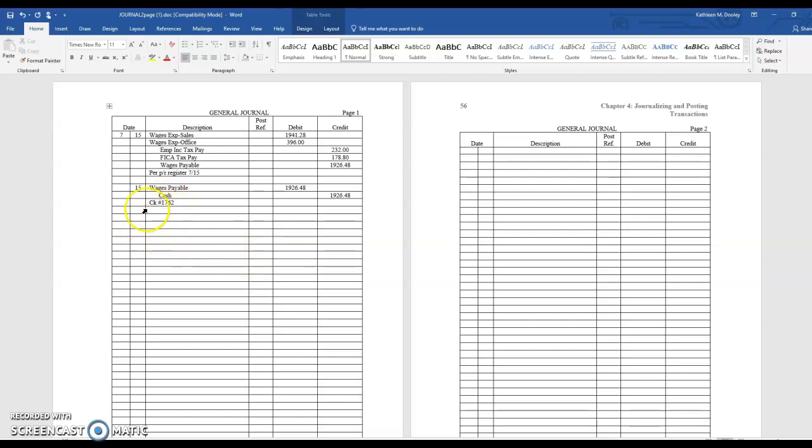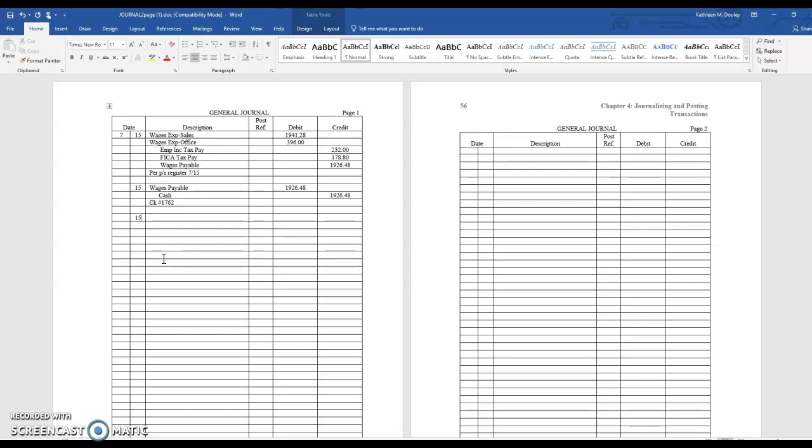Since it's writing a check out, you could put this in the cash payments journal and have a column that says wages payable debit, and you could do it that way if you want to. Or you can keep it here in the general journal so that all the payroll entries are all here together, if that floats your boat. Okay, either way is fine.